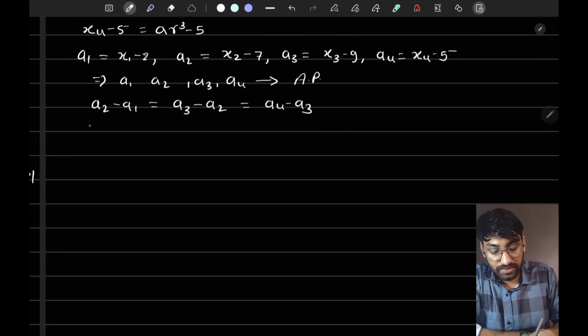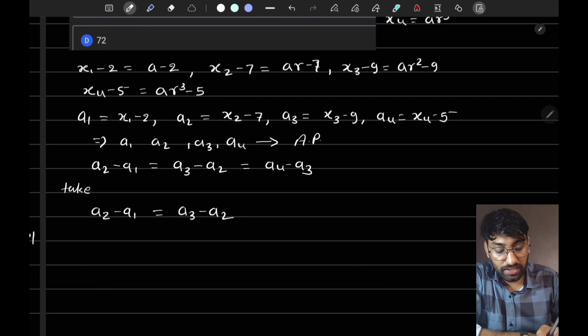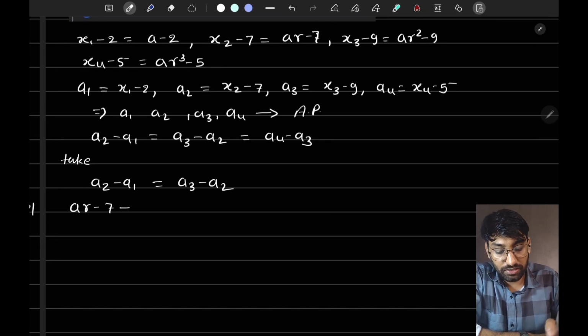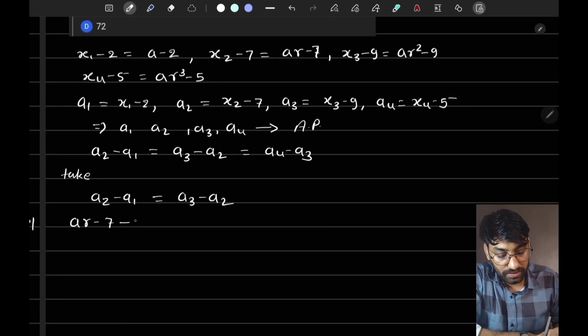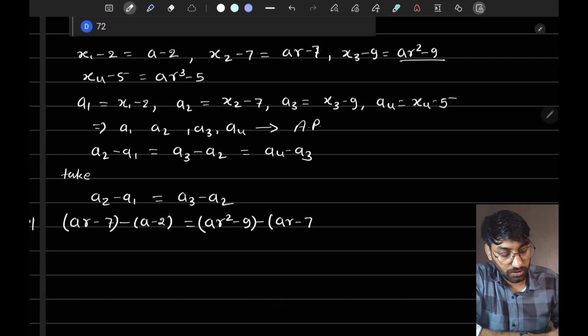So take A2 minus A1 equal to A3 minus A2. What will I get? The A2 value is x2 minus 7, which is nothing but AR minus 7. So I will get AR minus 7 minus the A1 value, which is x1 minus 2, that is A minus 2, equal to the A3 value. The A3 value is x3 minus 9, which is AR square minus 9. So this will become AR square minus 9 minus the A2 value, which we already discussed, AR minus 7.